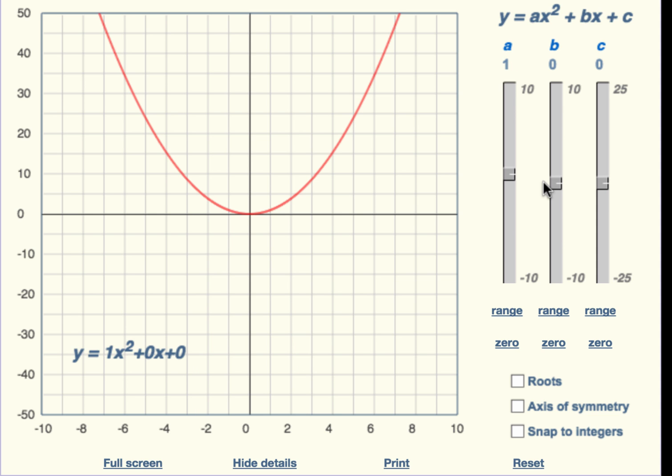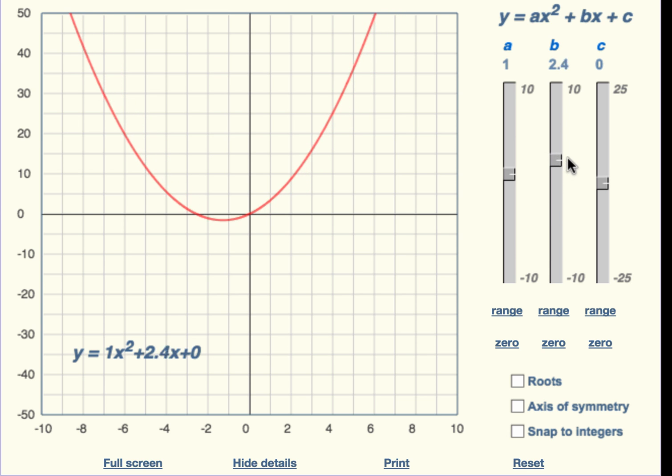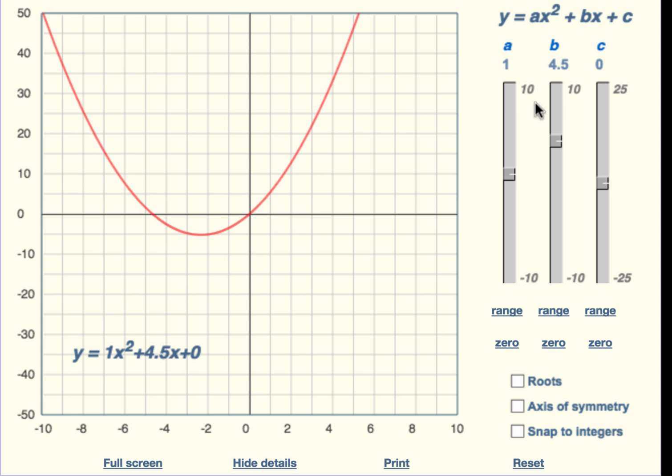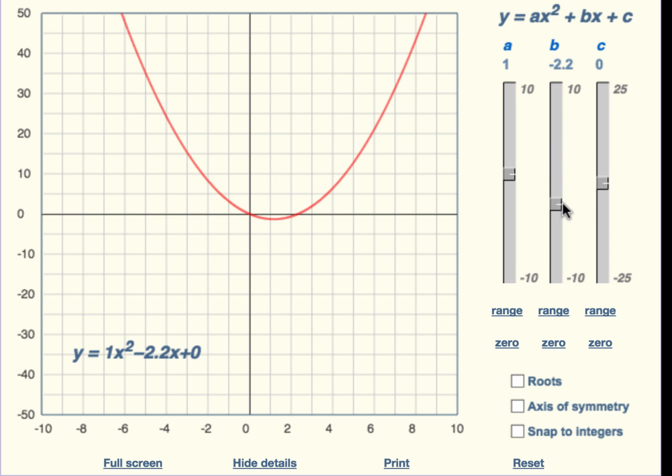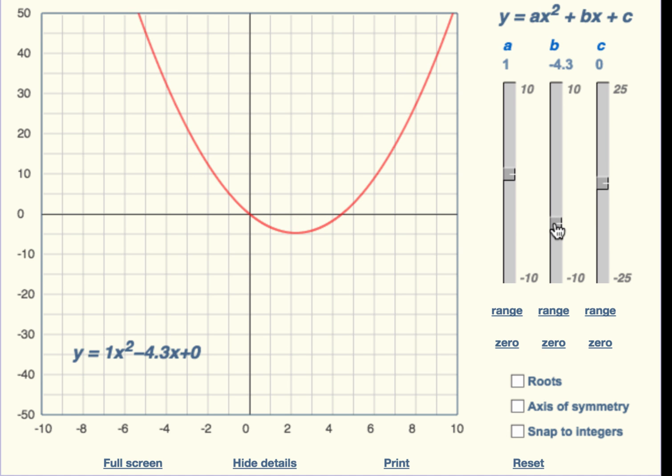Now let's look at the effect that b has on the shape of our parabola. So I'm going to start again at y equals x squared. When b is a larger positive number, I notice how my parabola is shifting horizontally to the left. And when b is a negative number, my parabola is shifting horizontally to the right.